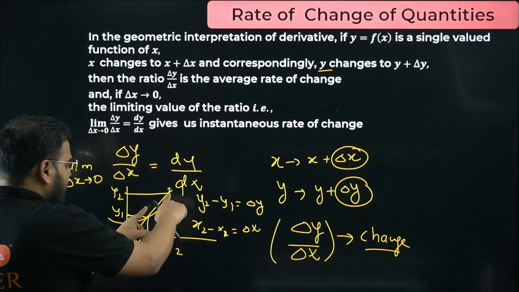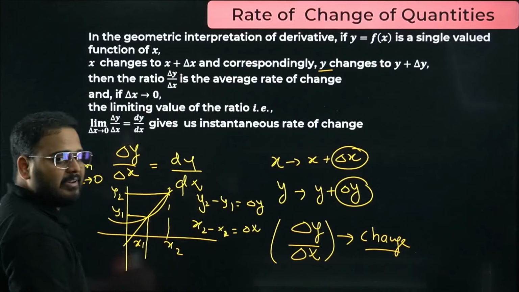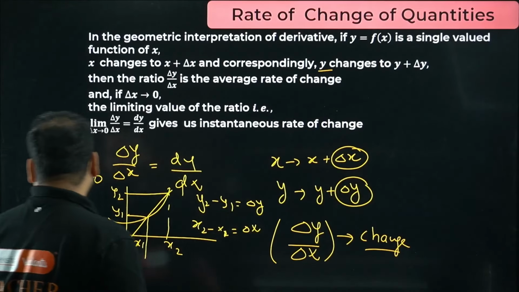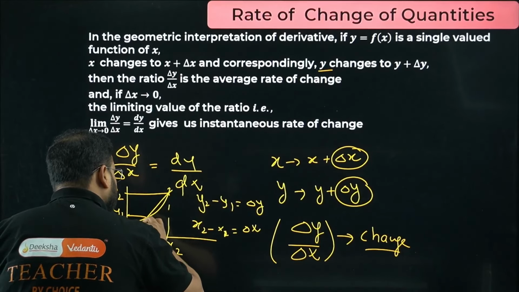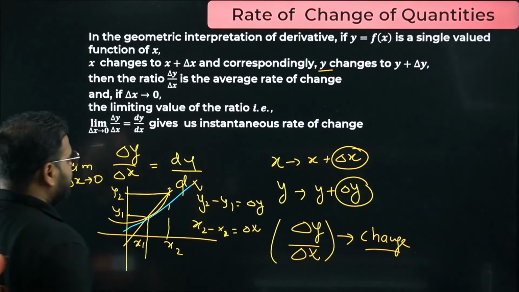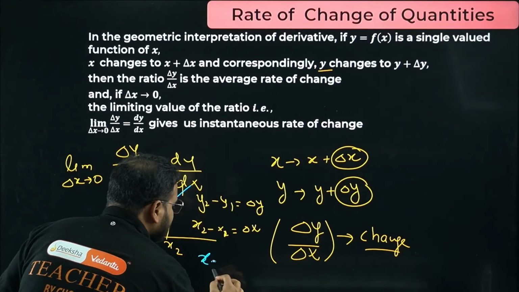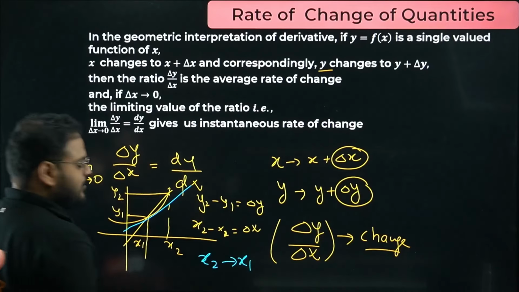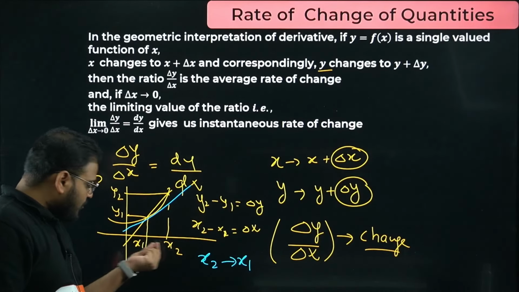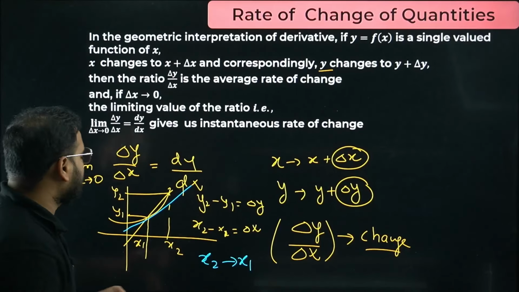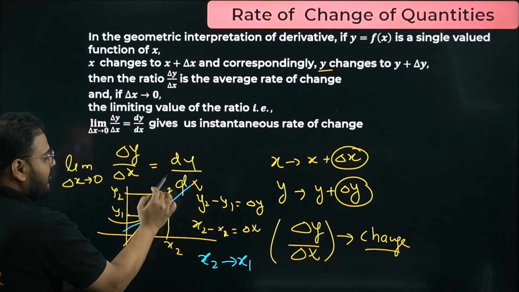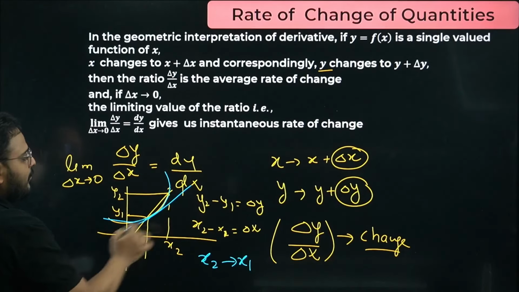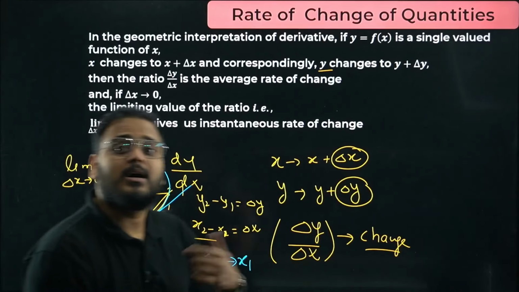It means whenever I make these points come together, for example, I take a tangent like this at the point x1. What happens is my point x2 is moving towards the point x1. So this will become one single point, and the chord of this curve will be nothing but a tangent.